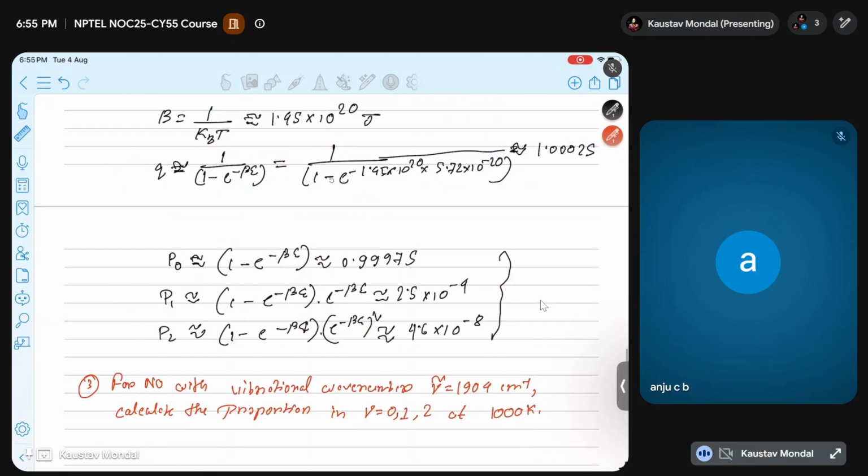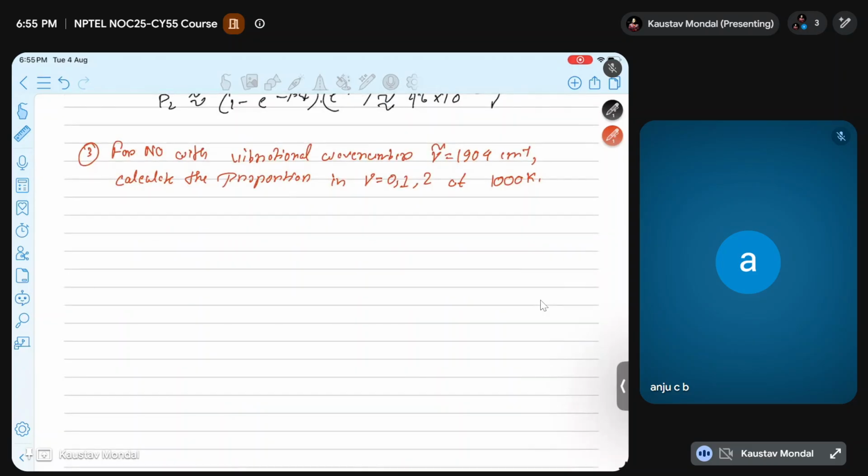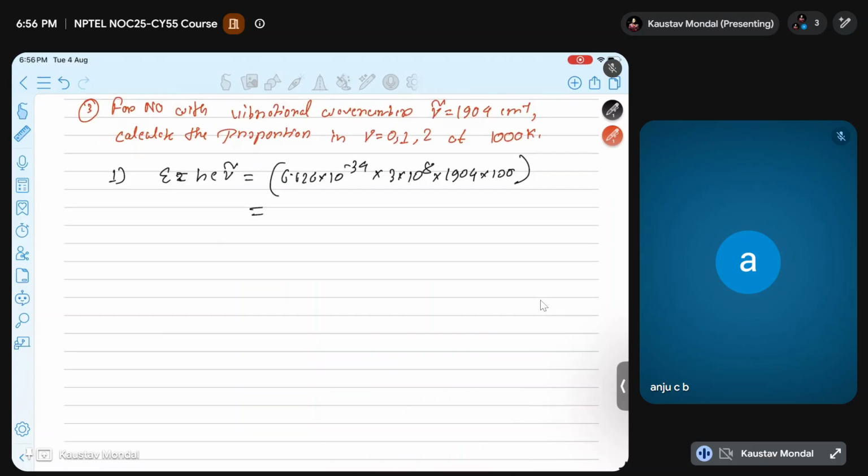So here also the first thing we have to calculate is the energy level. Since it's saying the vibrational wave numbers, vibrational energy states are associated with this problem also. So the first thing to calculate is the energy level difference, that is E, which is h c nu tilde. In a similar way, 6.626 into 10 to the power minus 34 into 3 into 10 to the power 8 into 1904 into 100 meter inverse. All of them are in SI. So it will give you E as 3.79 into 10 to the power minus 20 joule.